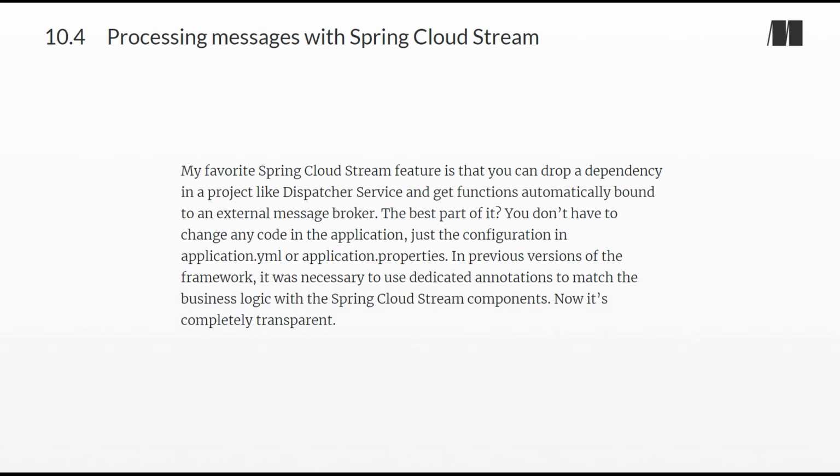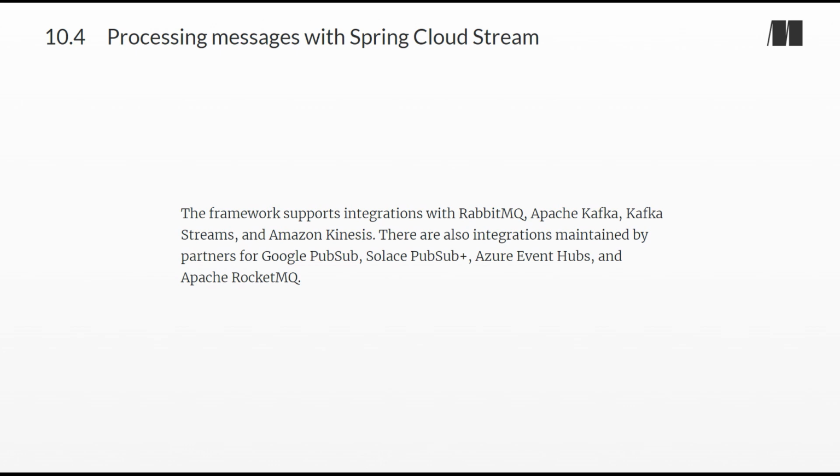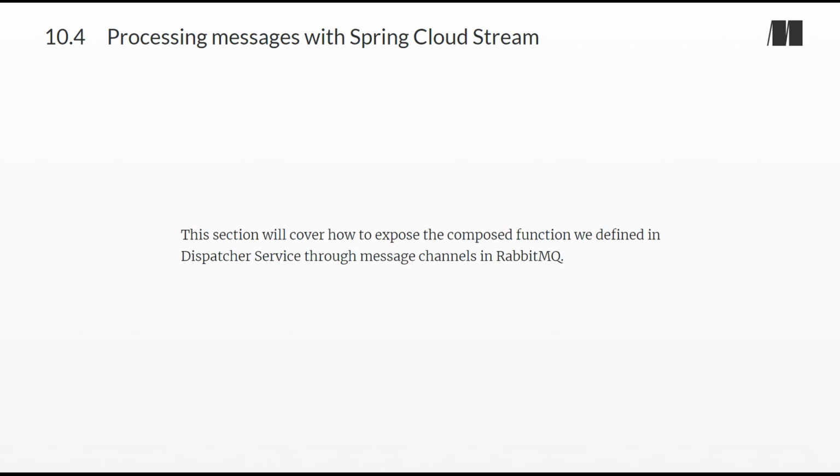In previous versions of the framework, it was necessary to use dedicated annotations to match the business logic with the Spring Cloud Stream components. Now it's completely transparent. The framework supports integrations with RabbitMQ, Apache Kafka, Kafka Streams, and Amazon Kinesis. There are also integrations maintained by partners for Google PubSub, Solace PubSub Plus, Azure Event Hubs, and Apache RocketMQ. This section will cover how to expose the composed function we defined in Dispatcher Service through message channels in RabbitMQ.